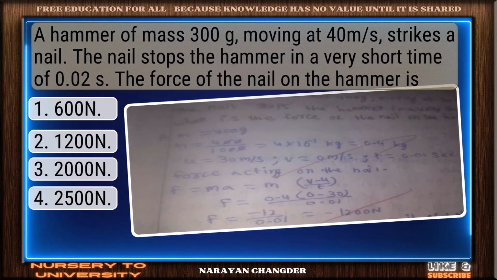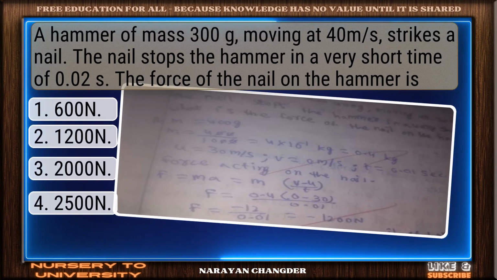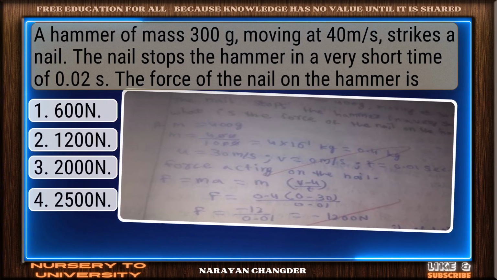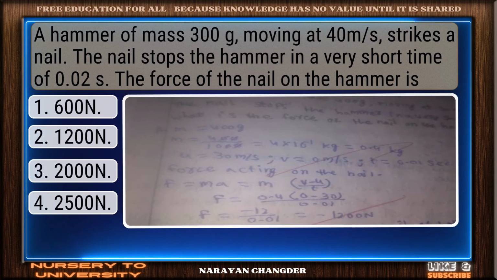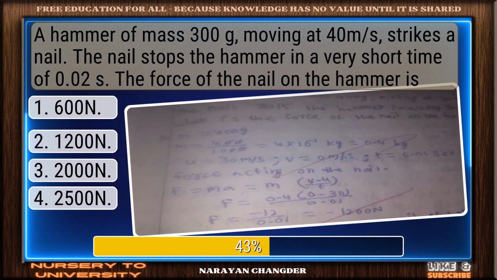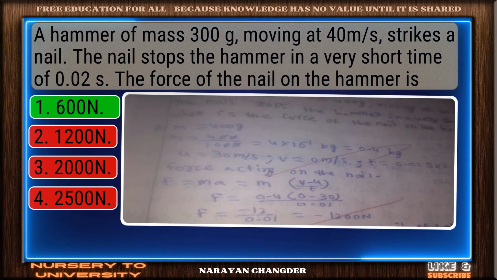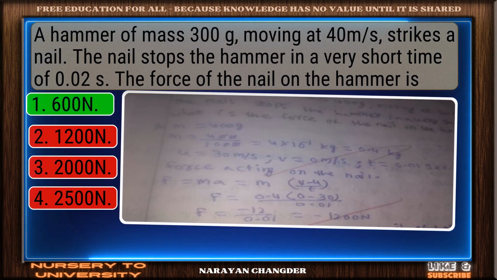Question number 42. A hammer of mass 300 g, moving at 40 m/s, strikes a nail. The nail stops the hammer in a very short time of 0.02 s. The force of the nail on the hammer is... Strong choice. 600 N is the right answer.